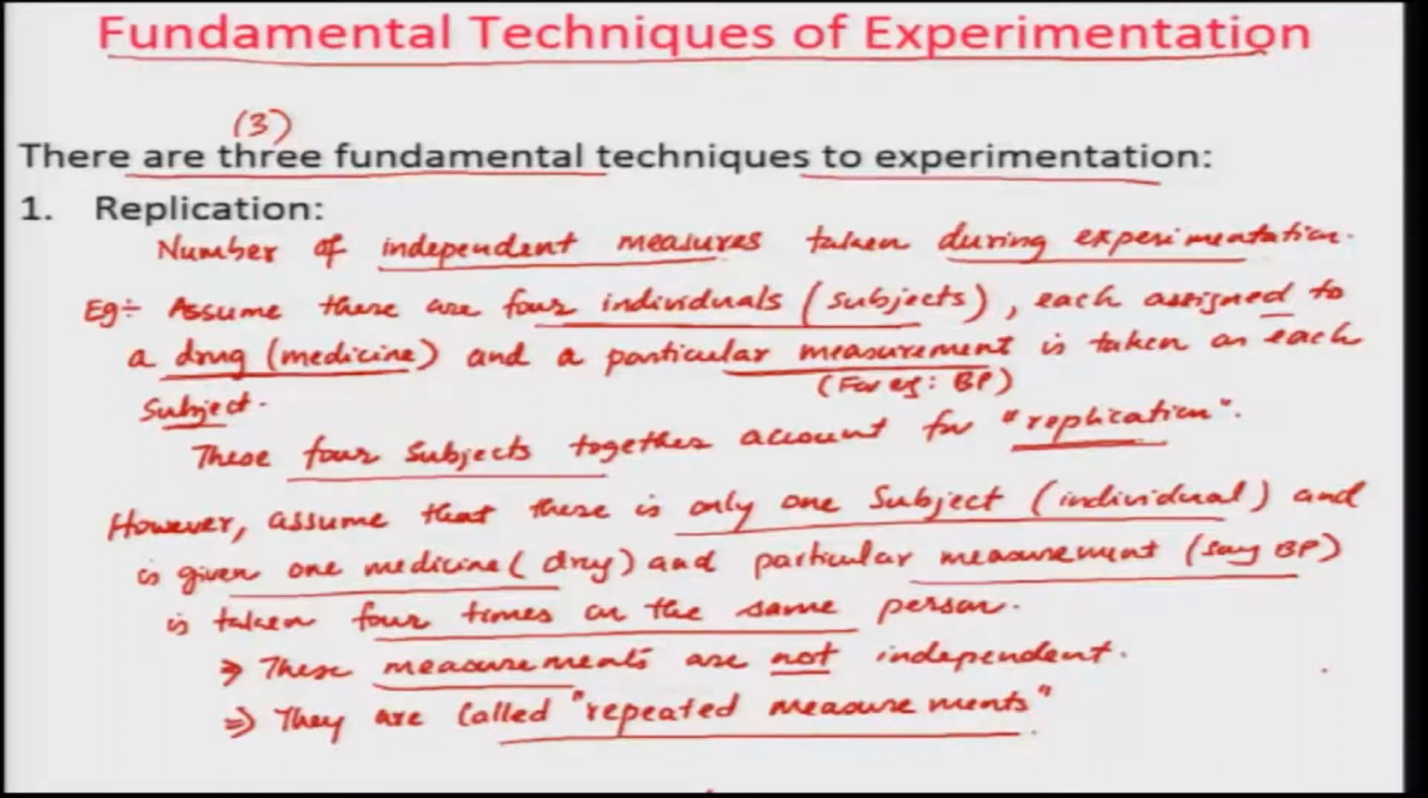What we are interested in for this course is the first fundamental thing, replication, not repetition. Repetition is one individual given the same drug, then 4 different measurements taken on the same individual at 4 different time periods, separated by maybe 5 or 10 minutes. That is called repeated measurements. If you take 4 different individuals, give the same medicine to all 4 and measure their BP almost at the same time, those 4 recordings are what we call replicated measurements or replication.